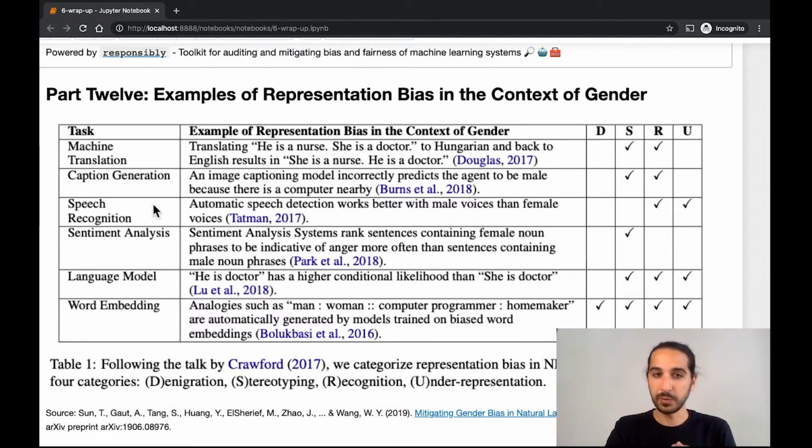Another example, for example, within speech recognition, we were talking about black and white groups, but it seems that it's also working better with male voices than female voices. This is in the context of gender. I can say that a few years ago when all these ASR systems, automatic speech recognition systems, came up, for example, with Google, you can talk to your Android and it will figure out what you're saying in searches in Google.